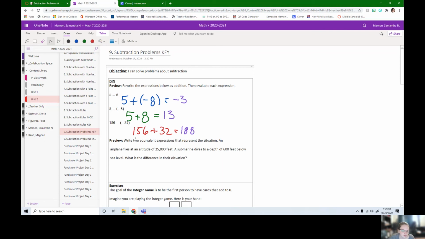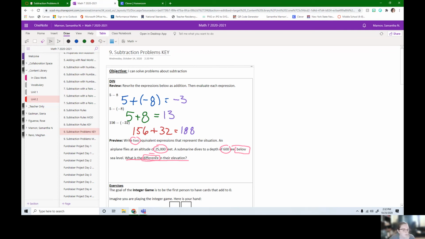So it wants us to write two equivalent expressions. I'm circling the number. The airplane flies at 25,000 feet, circling that number. The submarine is 600 feet. I'm going to box below, because that's going to tell me something. Our question is, what is the difference in their elevation? I'm also going to box difference. I know it tells me subtraction. And I like to write a little note to myself that it's subtraction.